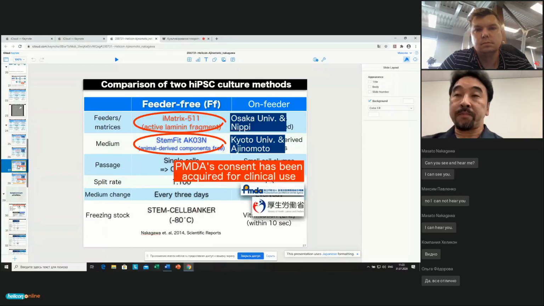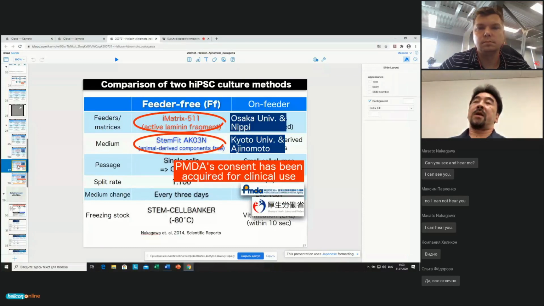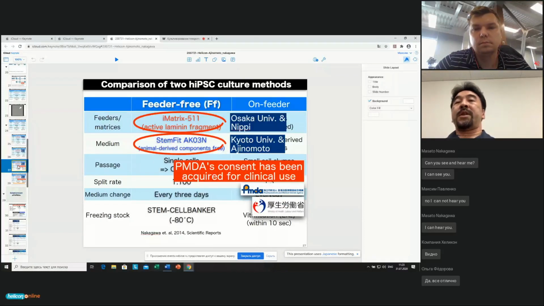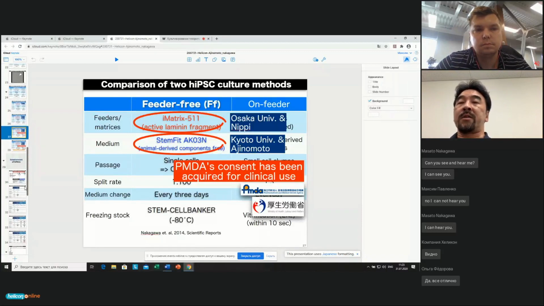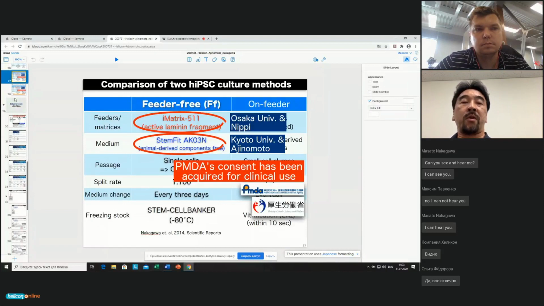Next slide, please. For these two materials, PMDA consent has been acquired for clinical use. The PMDA is the agency in Japan that reviews clinical applications. So using these two components, we can use them for clinical use safely.